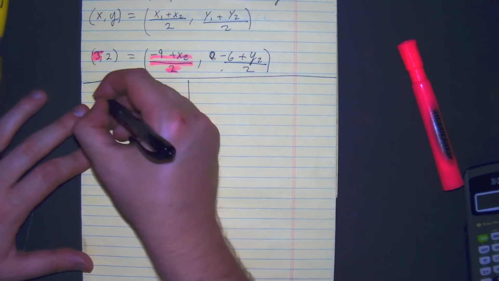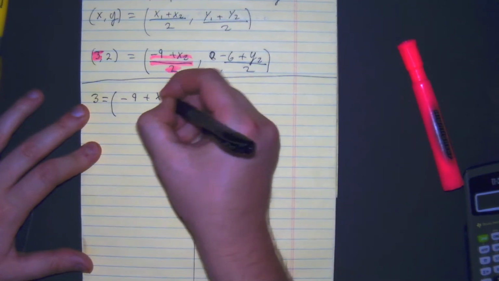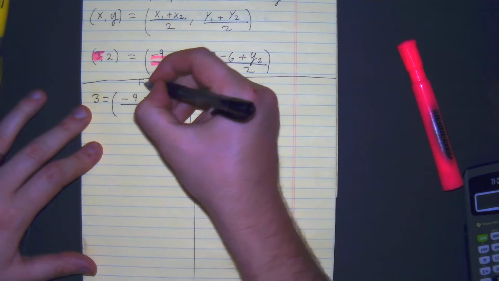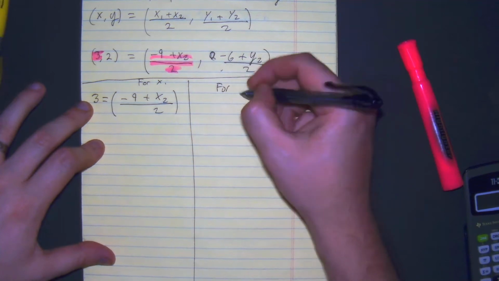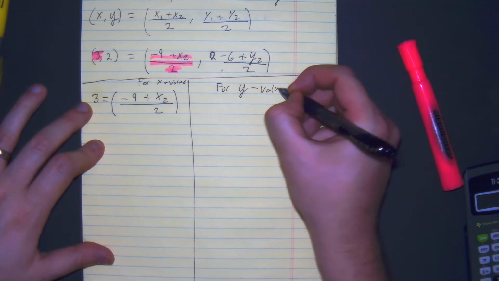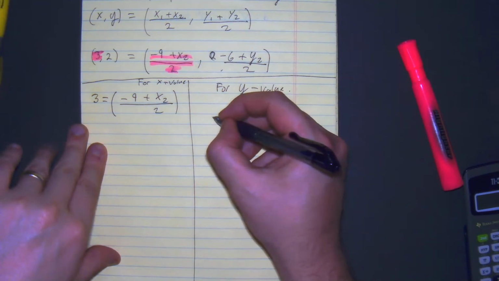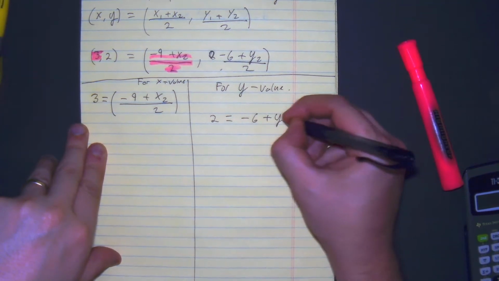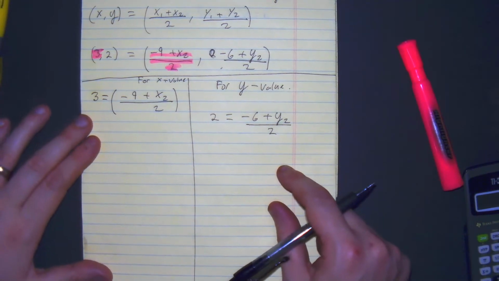All right, so we have 3 is equal to negative 9 plus x2 divided by 2. This is for the x value, and right here, this is going to be for the y. So for the x value, y value, we need both of these to get our coordinate point that we're missing. Then here we have 2 is equal to negative 6 plus y2 divided by 2. All right, let's get cracking at it.